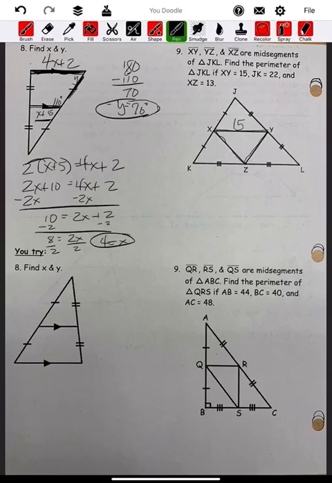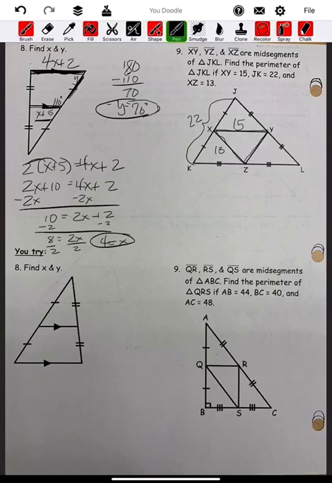JK, which is this side over here, is 22. And XZ, which is this side right here, is 13. Now, what we need to do is figure out, remember, perimeter is the distance around the figure. So we already got JK, so we know it's 22 units on that side. Now we need to figure out what JL is.